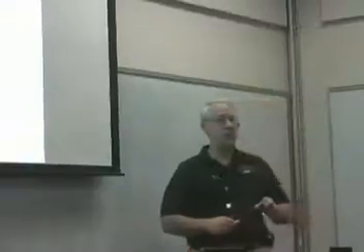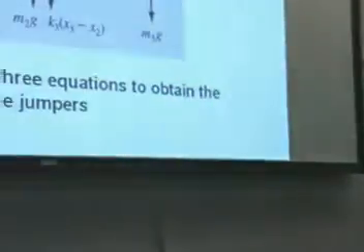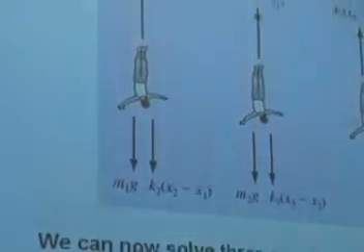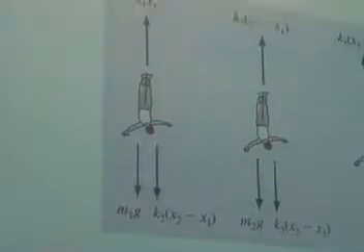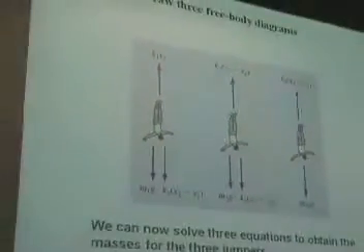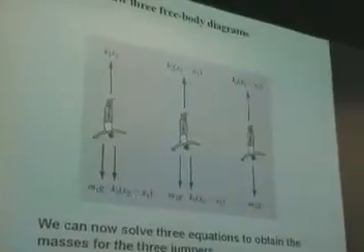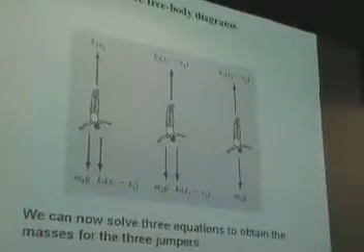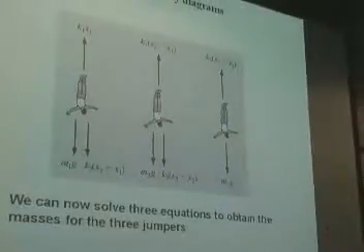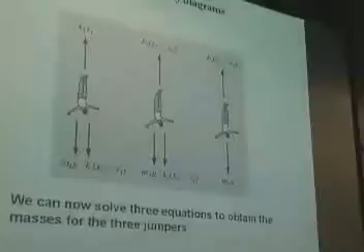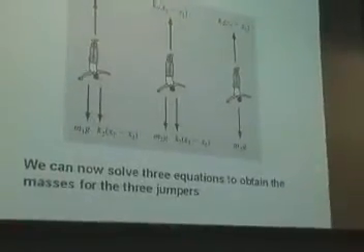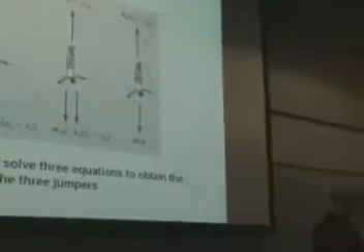All right, so what you're going to do is establish a free body diagram. Here's the first free body diagram. The forces that are pulling on this are on the person: of course, the tension that you're getting from the cord and then the weight of the other jumpers. Here's the fellow in the middle, and here's the fellow at the end. So here are your 3 equations for each of these jumpers, okay? So you've got 3 equations to obtain the masses for the 3 jumpers.